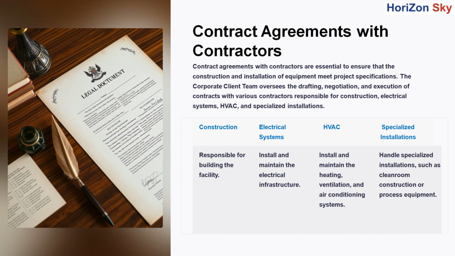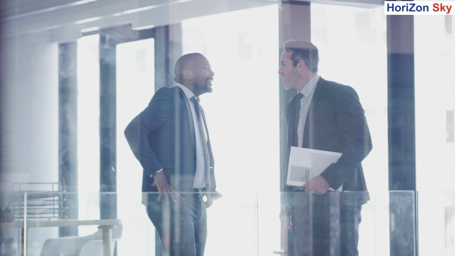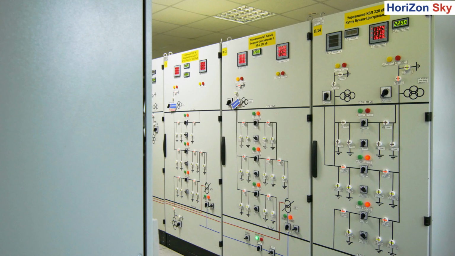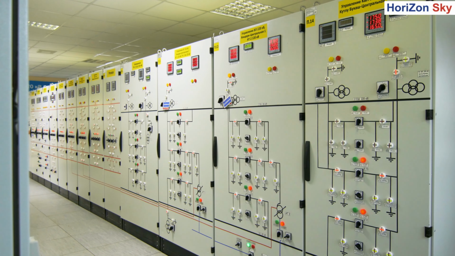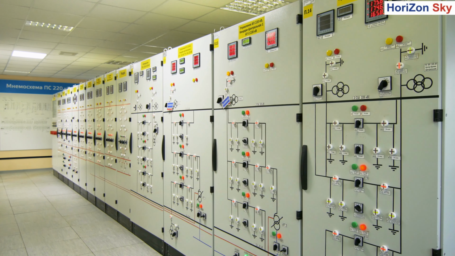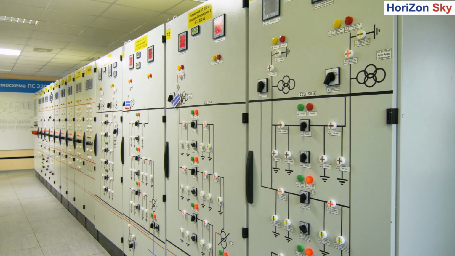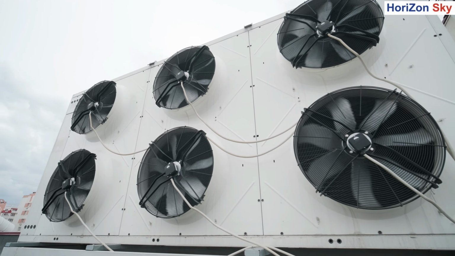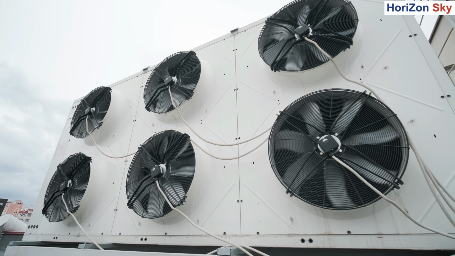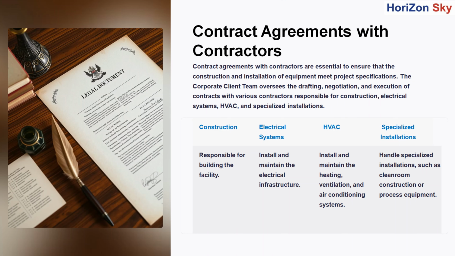Contract agreements with contractors. These are essential to ensure that the construction and installation of equipment meet project specifications. The corporate client team oversees the drafting, negotiation, and execution of contracts with various contractors responsible for construction, electrical systems, HVAC, and specialized installations. These agreements are key to maintaining project schedules and quality standards.